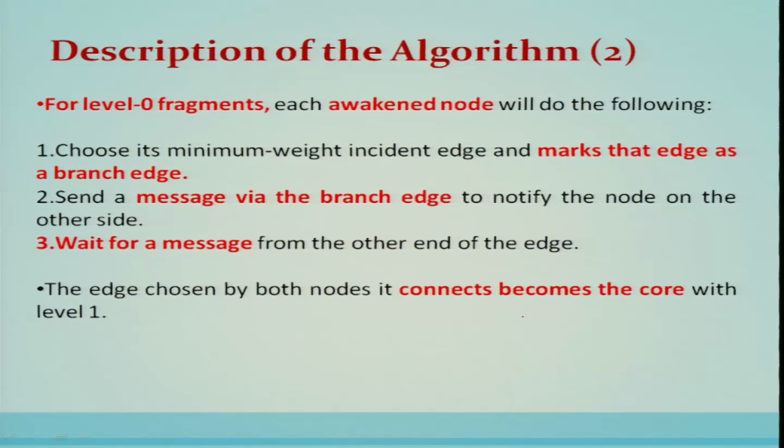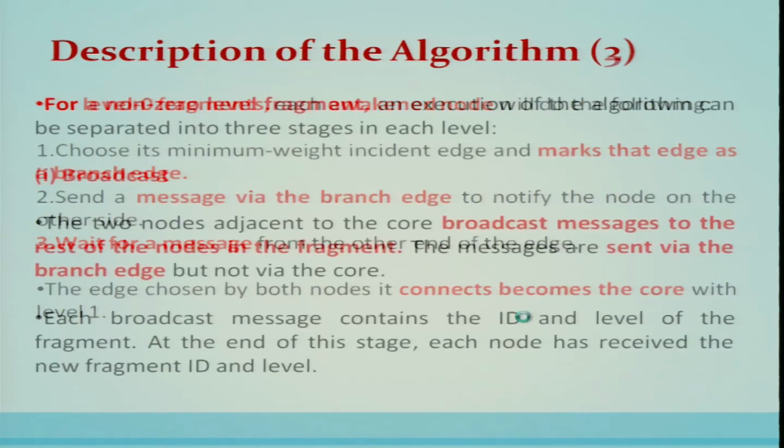So, the description of algorithm. For level 0 fragments, each awakened node will do the following. First, choose its minimum weight incident edge and mark that edge as the branch edge. Send a message via the branch edge to notify the node on the other side. Wait for the message from the other end of the edge. The edge chosen by both the nodes it connects becomes the core with level 1.